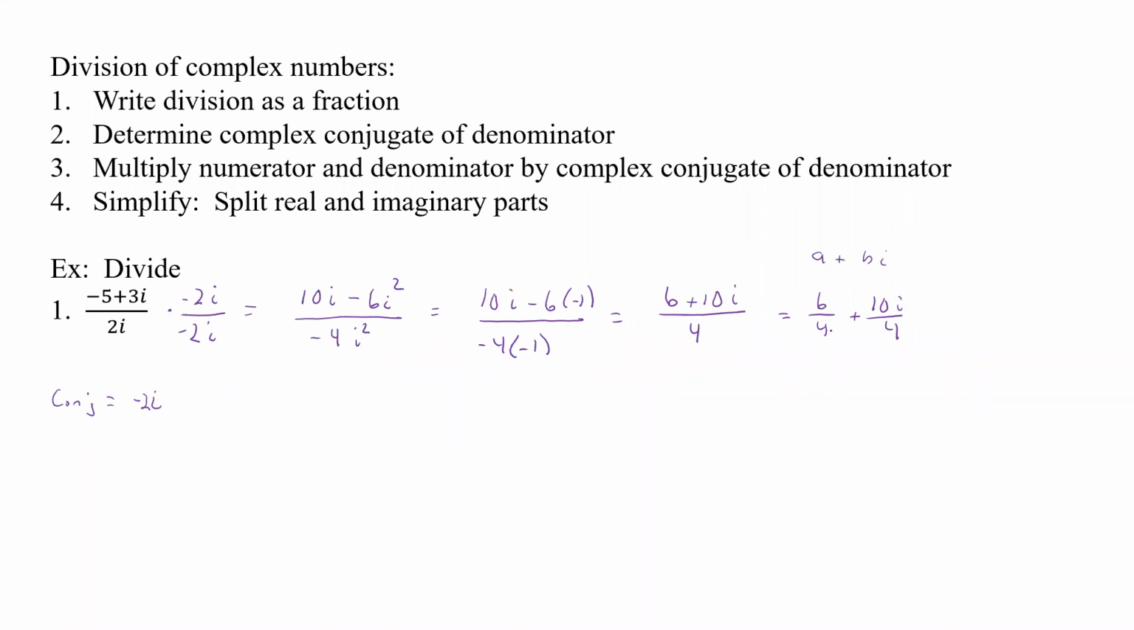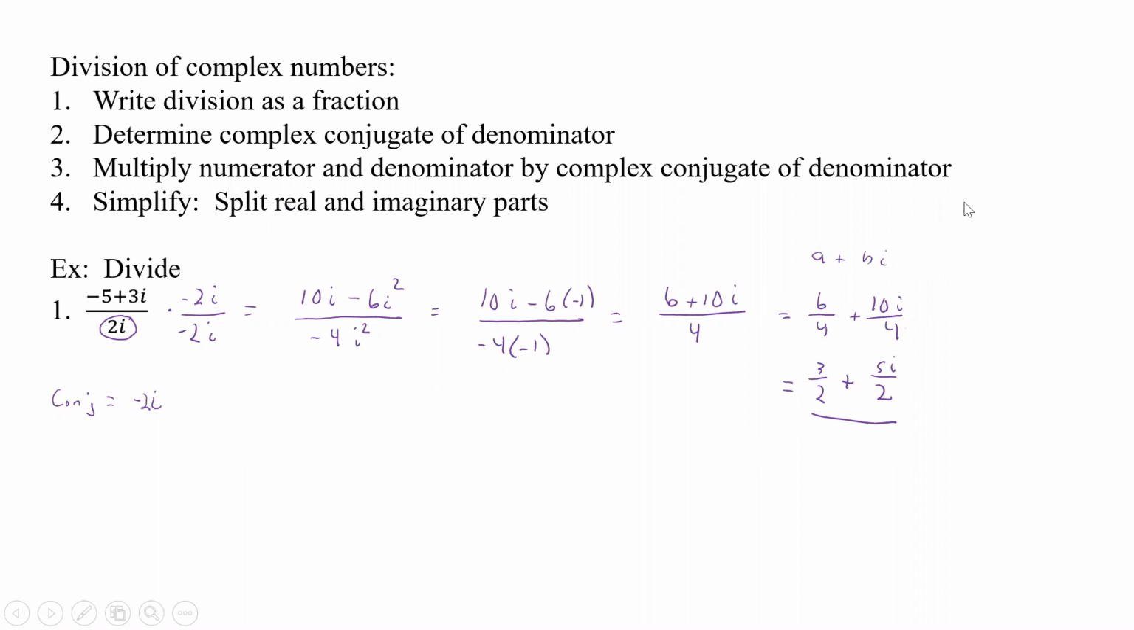And now we need to reduce. So 6 over 4 is the same thing as 3 over 2 plus, now this is going to give us 5 over 2, or 5i over 2. And now we have it in the form that we need, which is the standard form, and we've gotten rid of our i in the denominator. We only have i in the numerator right here. And so therefore that has now been simplified, where we've split the real and imaginary parts in step 4.